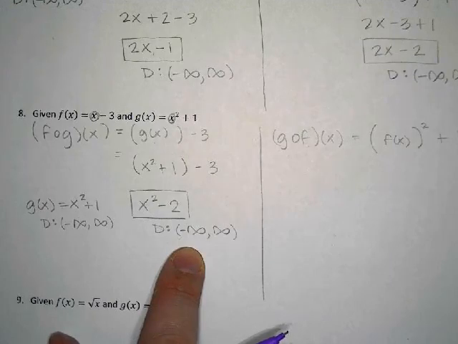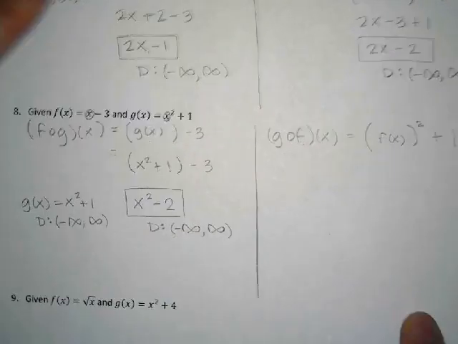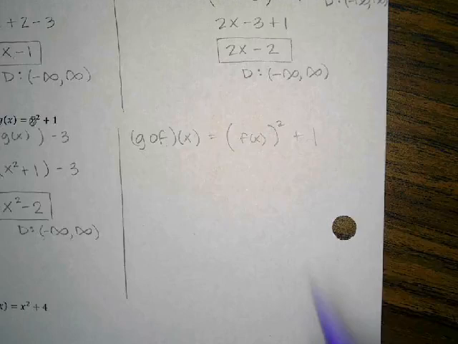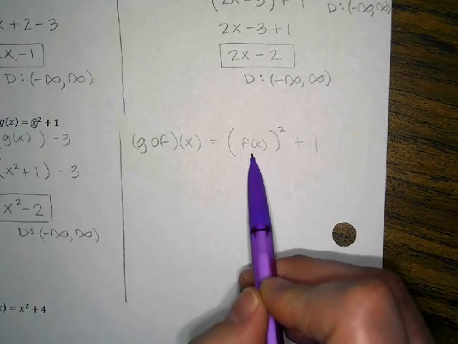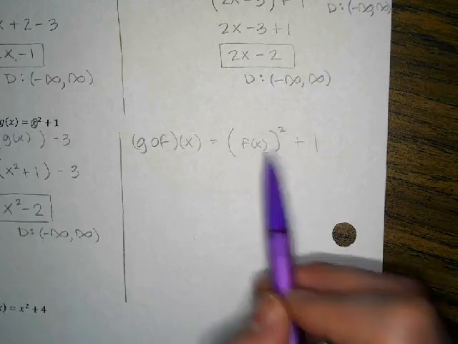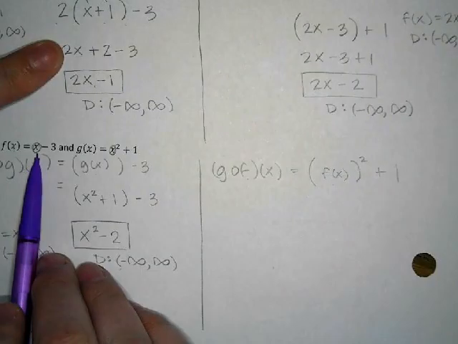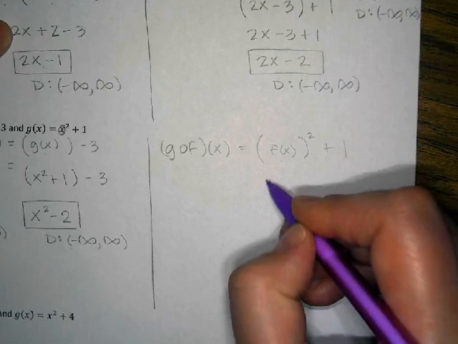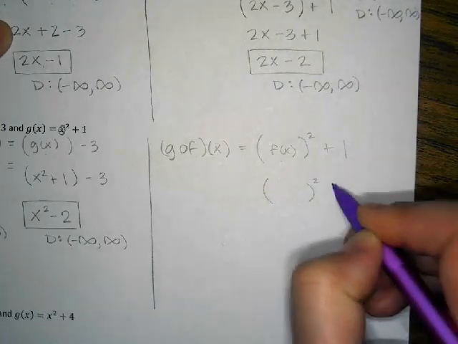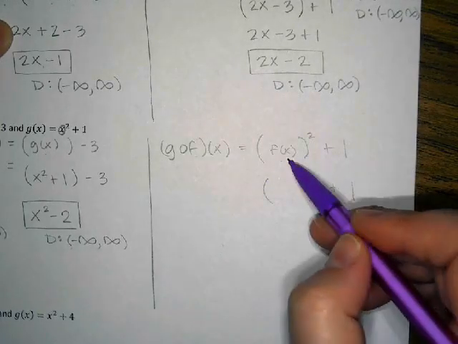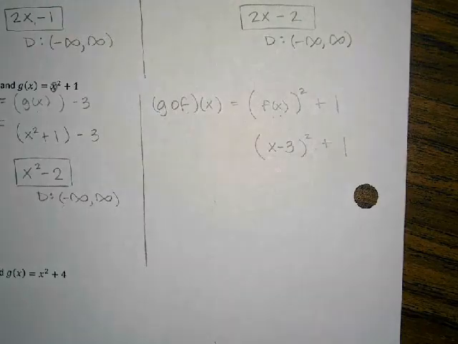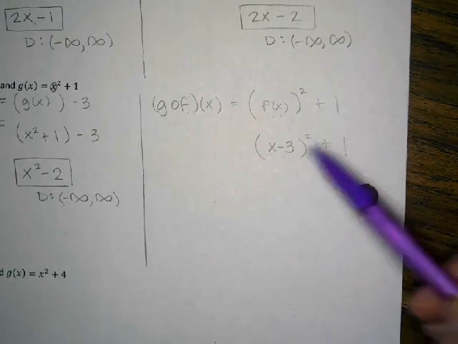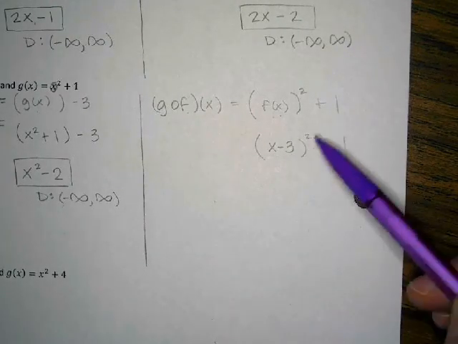So we wrote down g of x. We're plugging f of x in. F of x is the function x minus 3. So I've got my parentheses squared plus 1, and into my parentheses I'm plugging in x minus 3. So now I just have to be careful. How should I handle x minus 3 squared? Mathematically, how do I do that? Do I distribute?